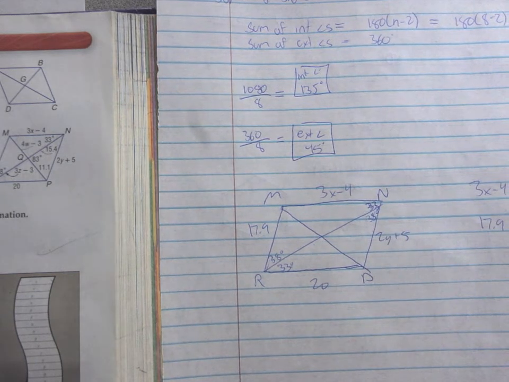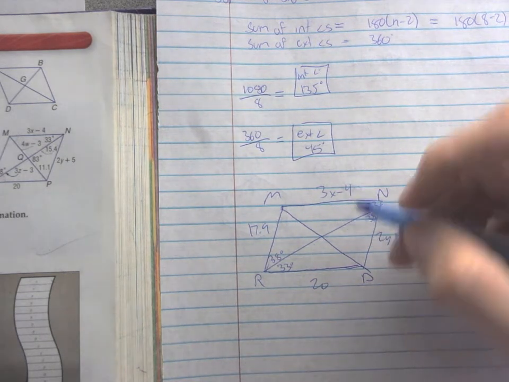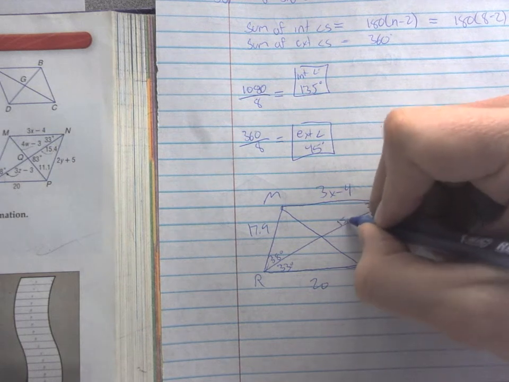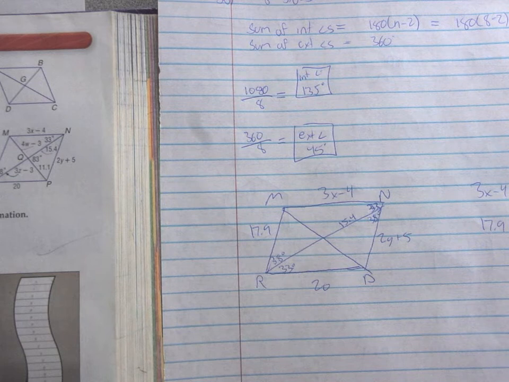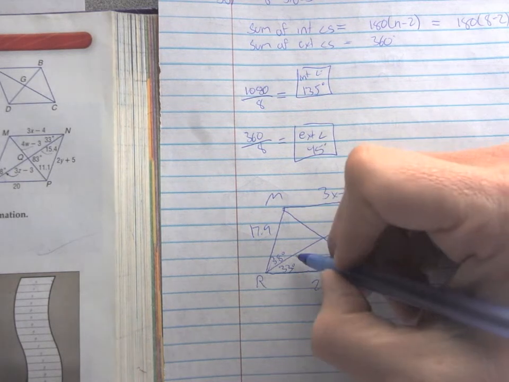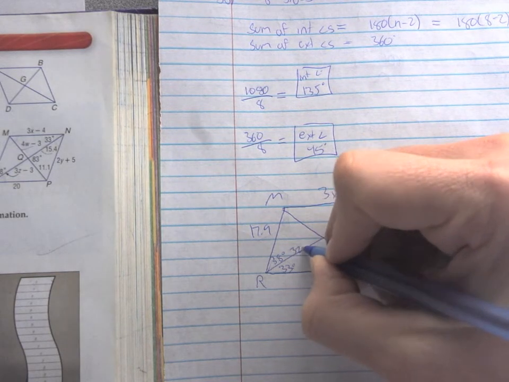Okay, now the diagonals is where it gets kind of hard to see. So where it says 15.4, that's this guy. Okay, this guy is the diagonal. Notice it doesn't have a degree symbol. It's talking about the diagonal. And this diagonal is 3z minus 3.